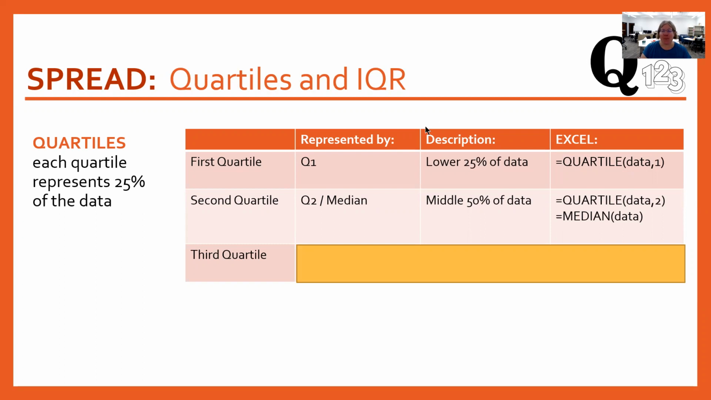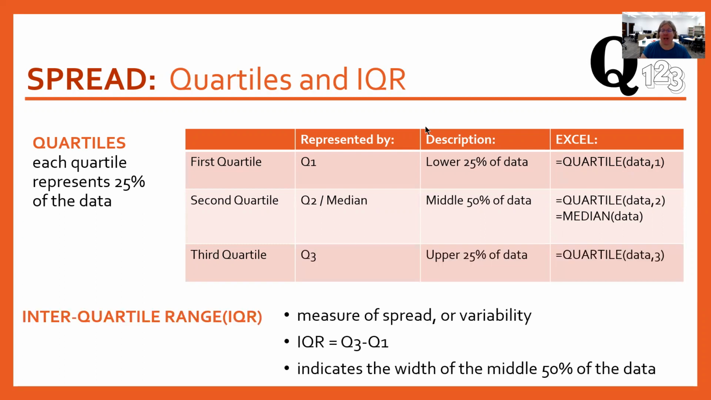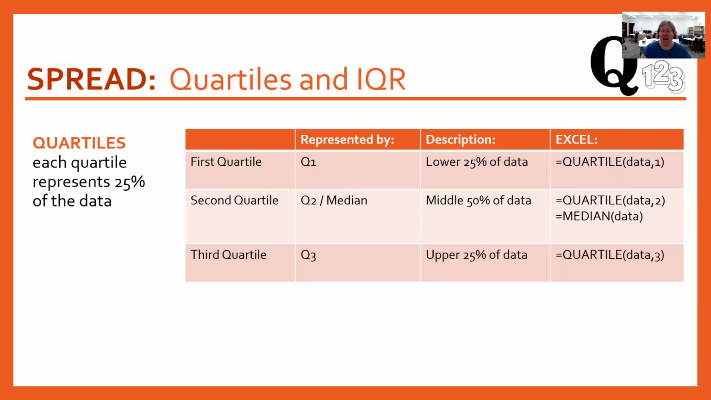Right? And then similarly, that third quartile is represented with Q3, and that'll be the upper 25% of your data. So that'll be all of the big numbers. And the command is similar to the one for Q1. It's equals quartile. And then inside the parentheses, we'll put the data, and then we'll do a comma and add a 3 so that Excel knows we want the third quartile. Okay, so now we've split our data into pieces of 25%.